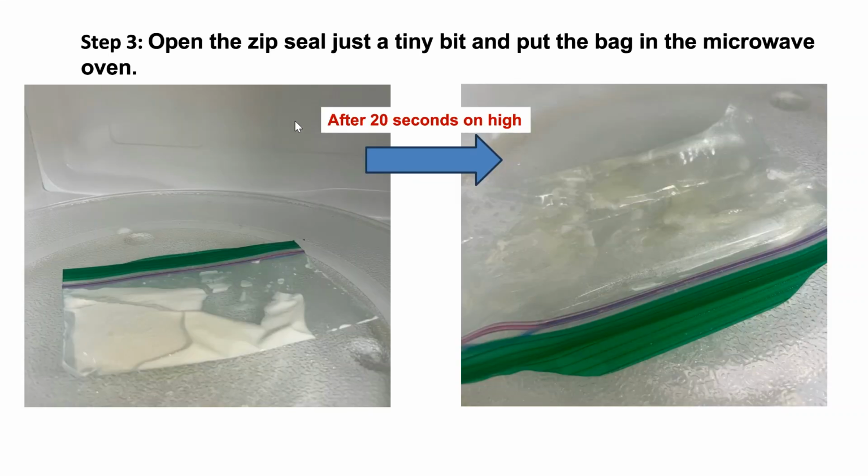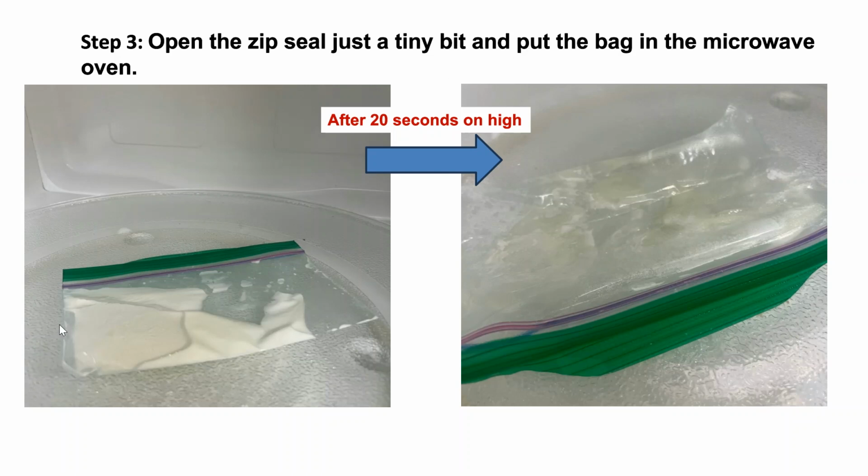Step three, which is very important, is that you are going to open the zip seal just a tiny bit, and then put the bag in the microwave oven. Now, why do you need to open up the bag a little bit? Because a lot of pressure is going to build up. As the gas pressure builds up inside the Ziploc bag, it's going to keep building up until it explodes. We don't want any explosion happening in your microwave. We want this experiment to be as successful as possible.